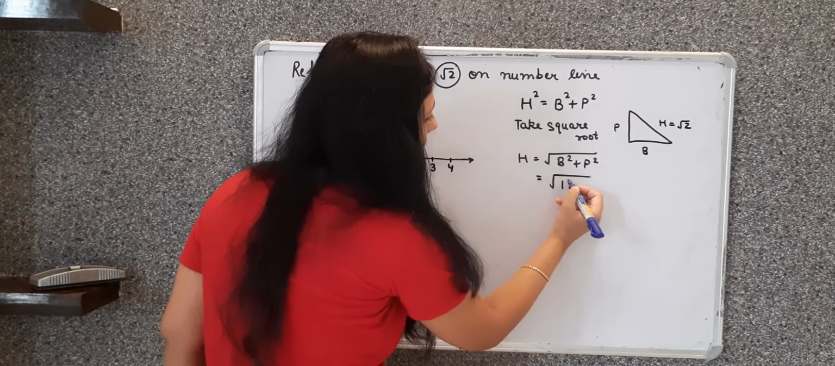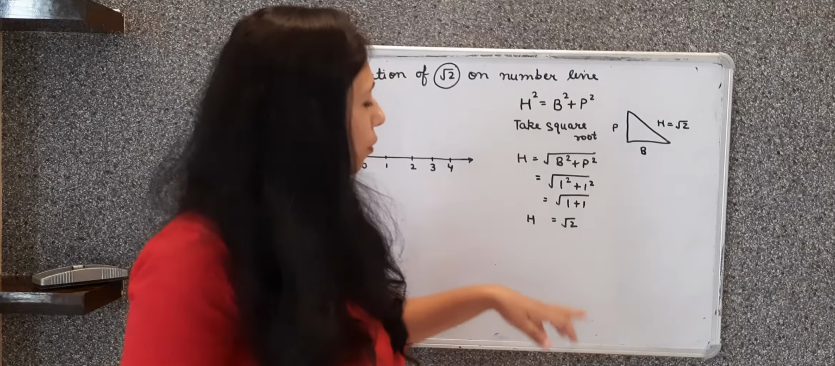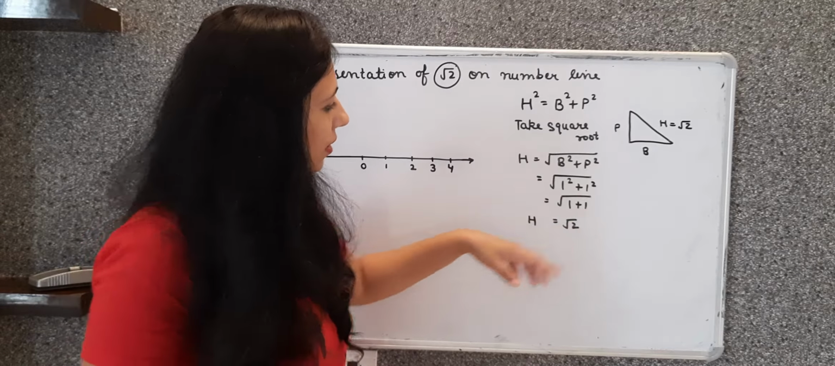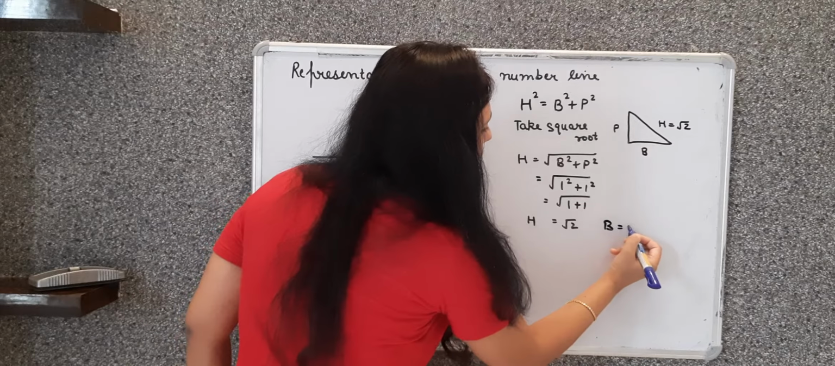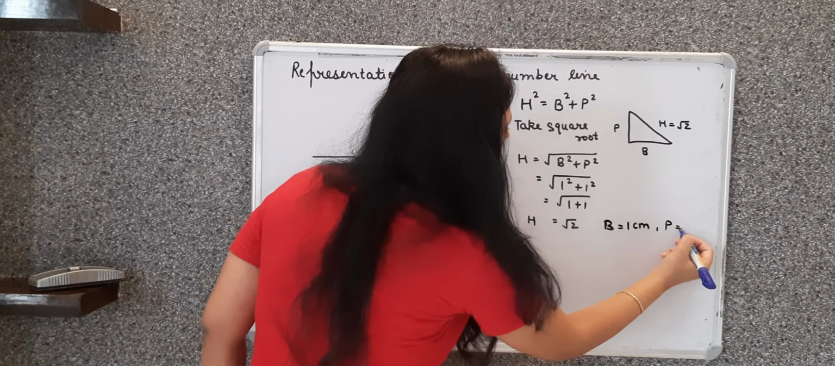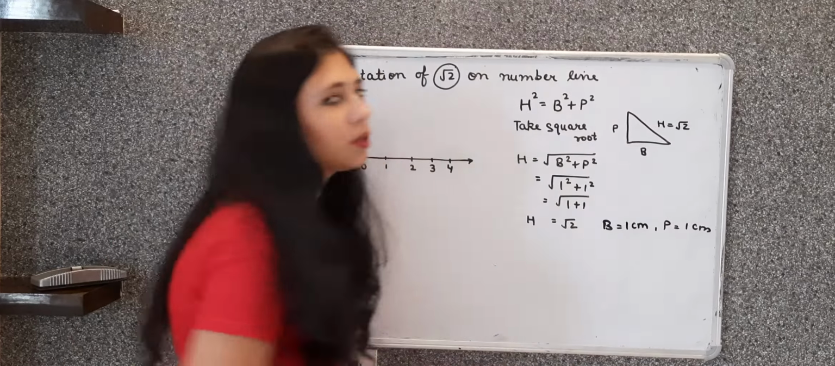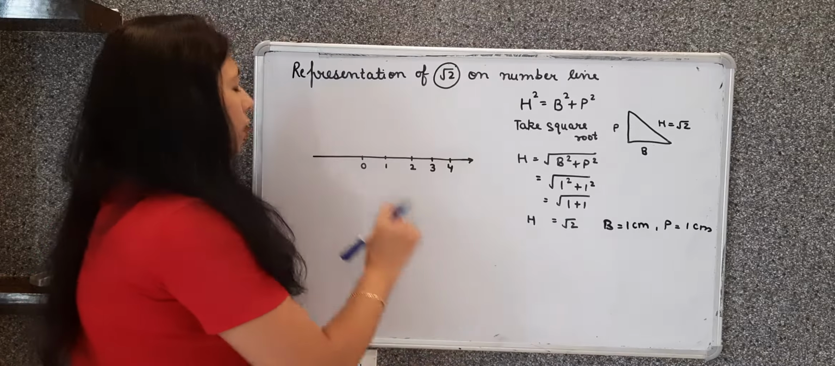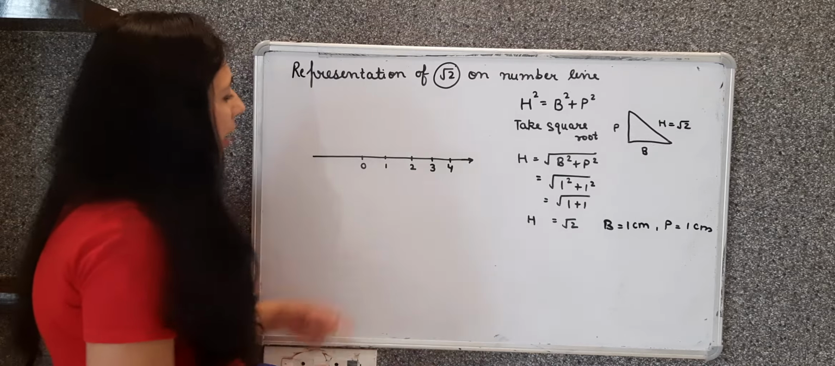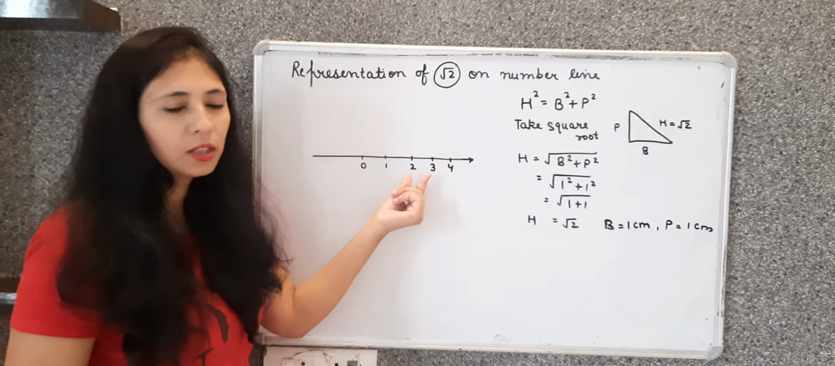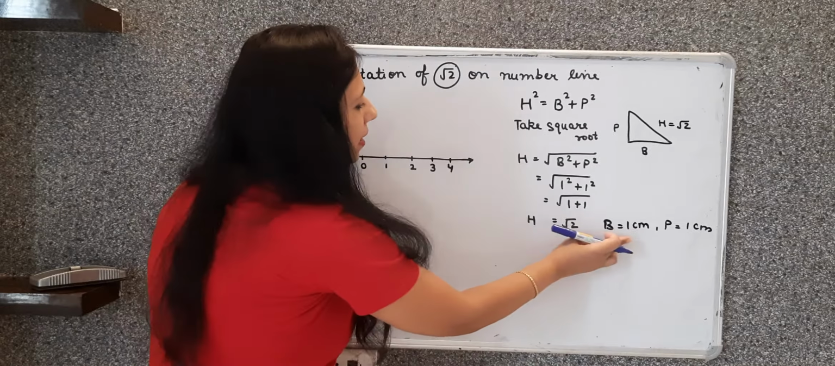So what I got is, if I take the base as 1 centimeter and the perpendicular as 1 centimeter, then I get my hypotenuse as root 2. So for plotting root 2 on a number line, we'll take the help of the Pythagoras Theorem. I have taken my base as 1 centimeter, perpendicular as 1 centimeter, then the hypotenuse that we will get will be root 2. Okay, so I have plotted a number line, and on this I have taken the actual distance with the help of a scale. I need to take the base as 1 centimeter.